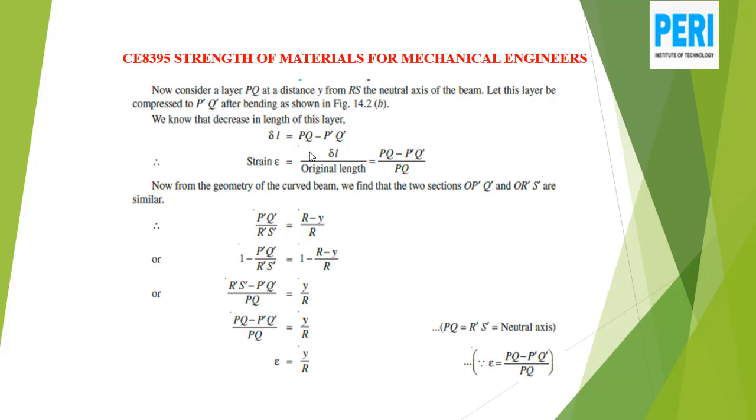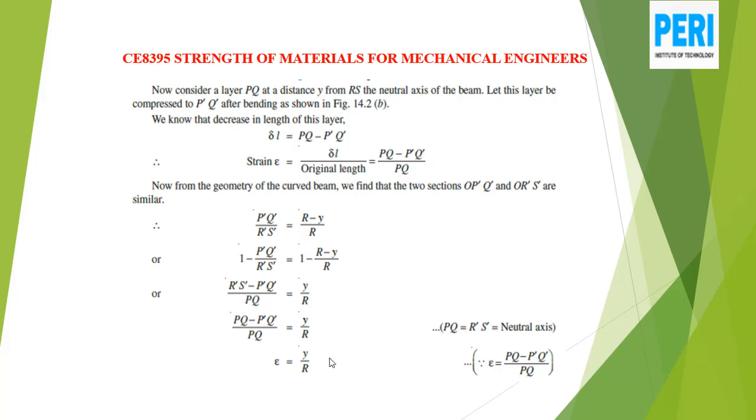Now, after bending, PQ will be changed. So delta L equals PQ minus P dash Q dash, or P dash Q dash minus PQ, whichever it may be. Then strain equals delta L by original length, PQ minus P dash Q dash. Why this way? Because the top portion is contraction, so PQ is greater than P dash Q dash. So strain equals PQ minus P dash Q dash by PQ.